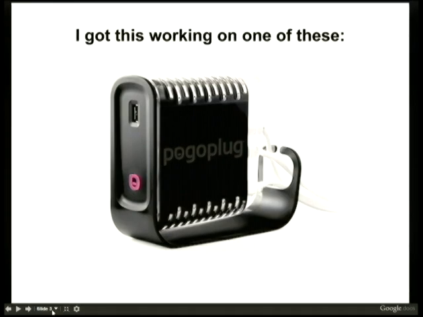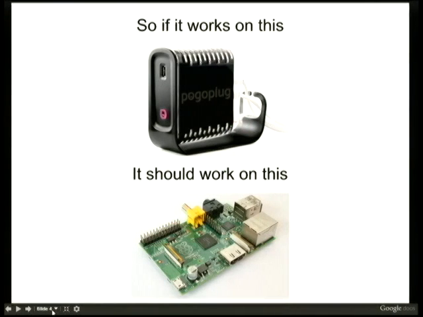But I did recently get this whole setup working, and it's pretty slick, on a Pogo plug. This little device you buy, and you have to sign up through the Pogo plug service. So, of course, I wiped the operating system they put on there and put Debian on it. And so if it works on my Pogo plug, it should, I think, work on the Raspberry Pi, hopefully. We'll find out when I get home.